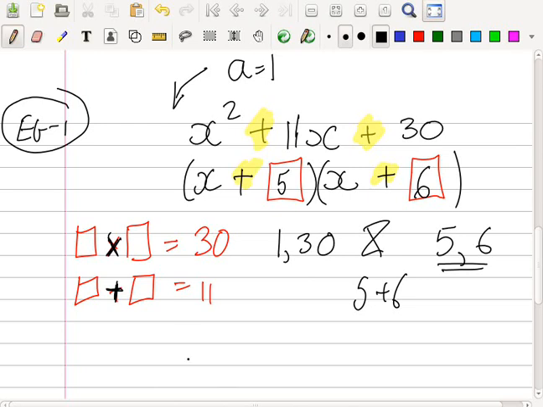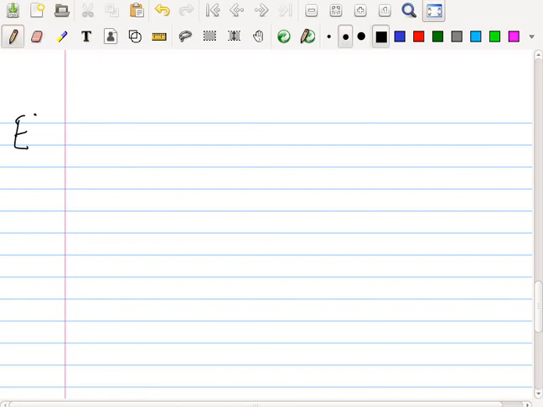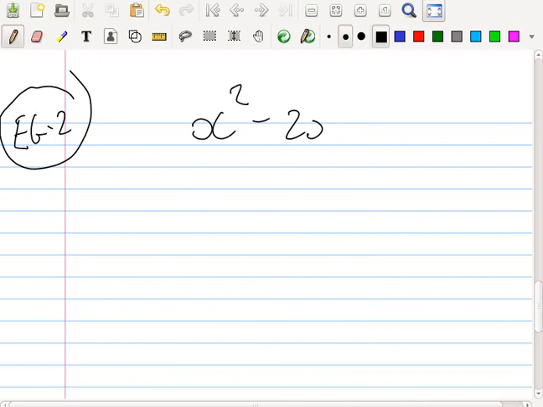Okay, I'm going now. Next example. So next example, I'm going to do one from number 2. And the only really difference here is with the minus sign, so just to be careful. So example 2. So we have x squared minus 2x minus 35.